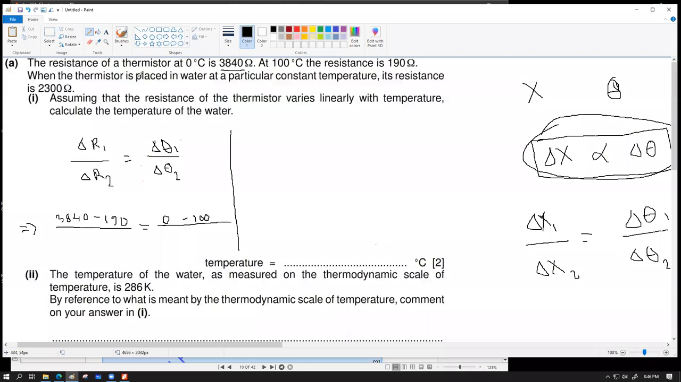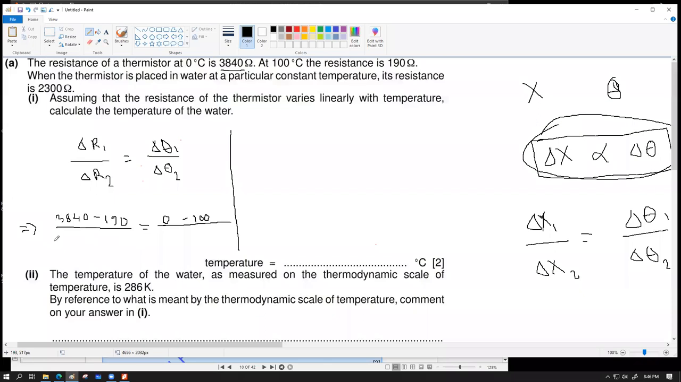Then it says, when the thermistor was placed in water at a particular temperature, the resistance was 2300 ohm. Now, if you want to do a calculation for 2300 ohm, there are a lot of different things you can do. You can do 3840 minus 2300, or you can do 2300 minus 3840, or you can do 2300 minus 190, or you can do 190 minus 2300. You can do either of these things.